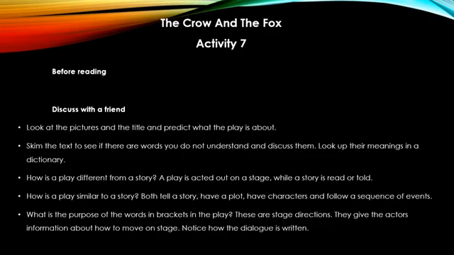They have a plot. A plot is what happens in the play. They have characters. Characters are the people that are in this play or in this story. And it follows a sequence of events, so it always has a beginning, a middle, and an end. What is the purpose of the words in brackets in the play? These are stage directions. They give the actors information about how to move on stage.